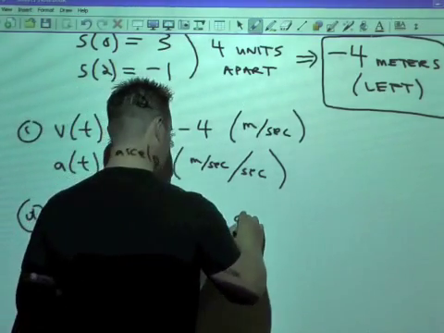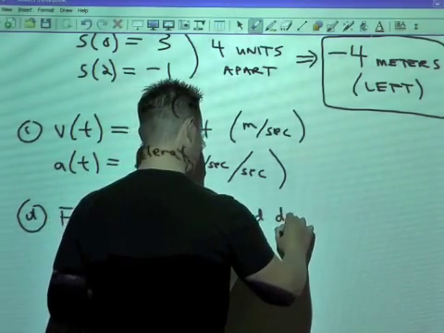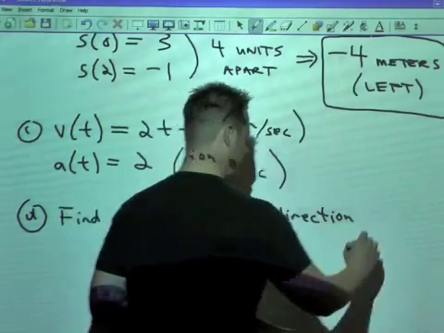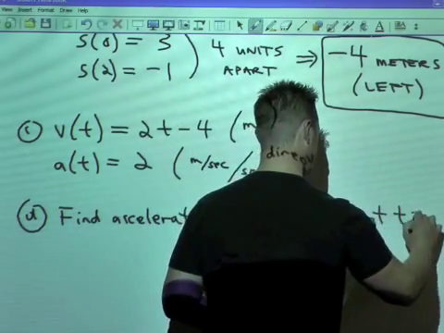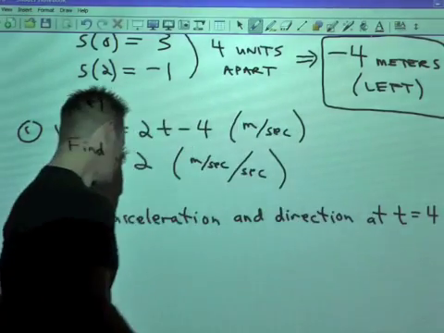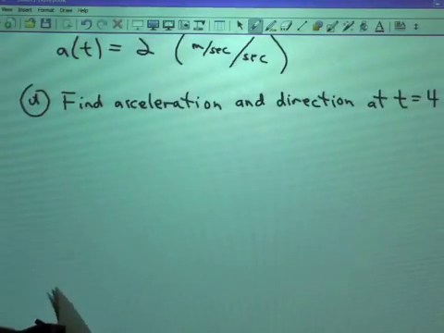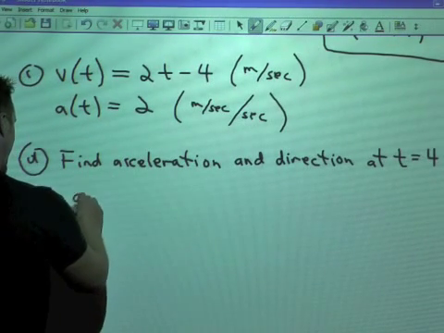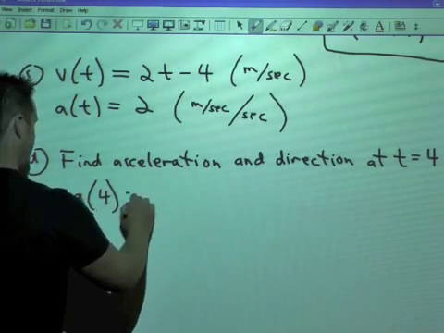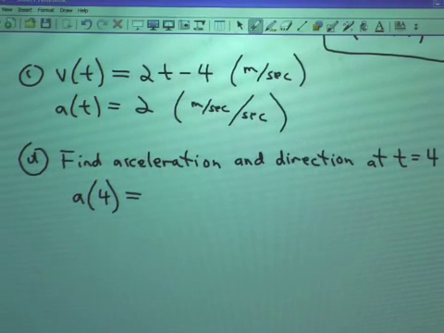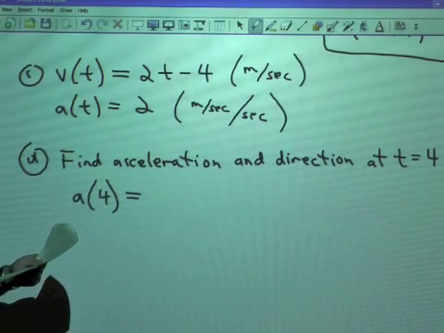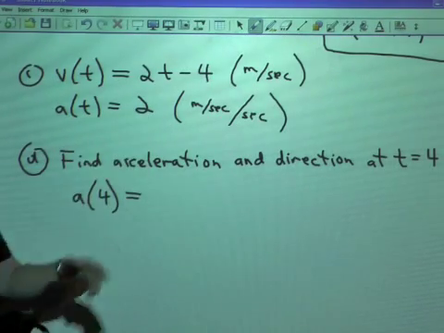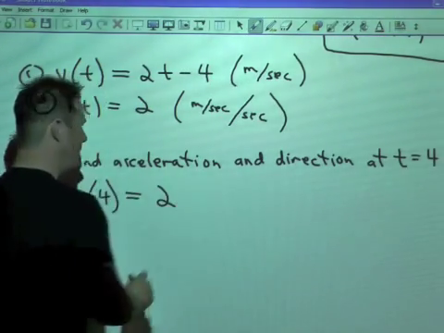And direction at t equals 4. Okay, well, to find its acceleration at t equals 4, that's just a matter of finding a of 4. If you plug 4 into the acceleration, notice that you always get a constant because the acceleration is constant. So a of 4 is 2.